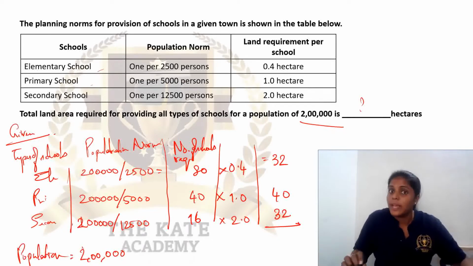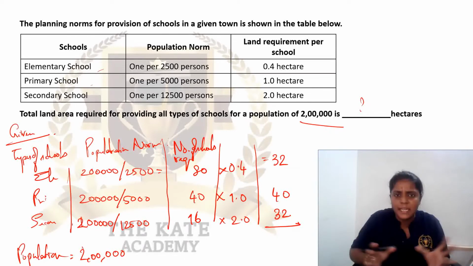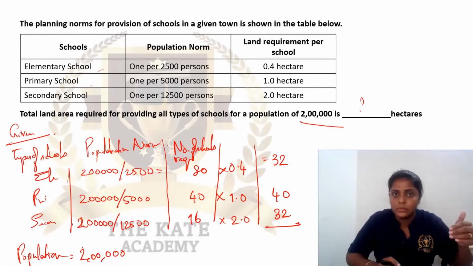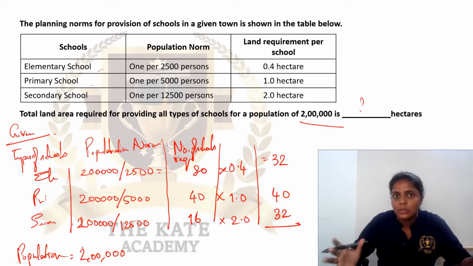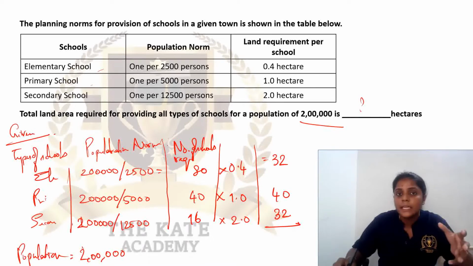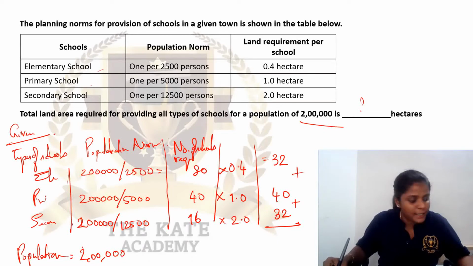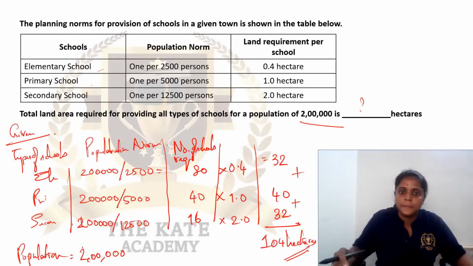Okay. So we have the total land areas for the different schools for each category. So what is the overall land area? Calculating the overall total schools, how much land area is it going to take? So adding all of these, we will be getting 104 hectares. Okay, so this is the answer.